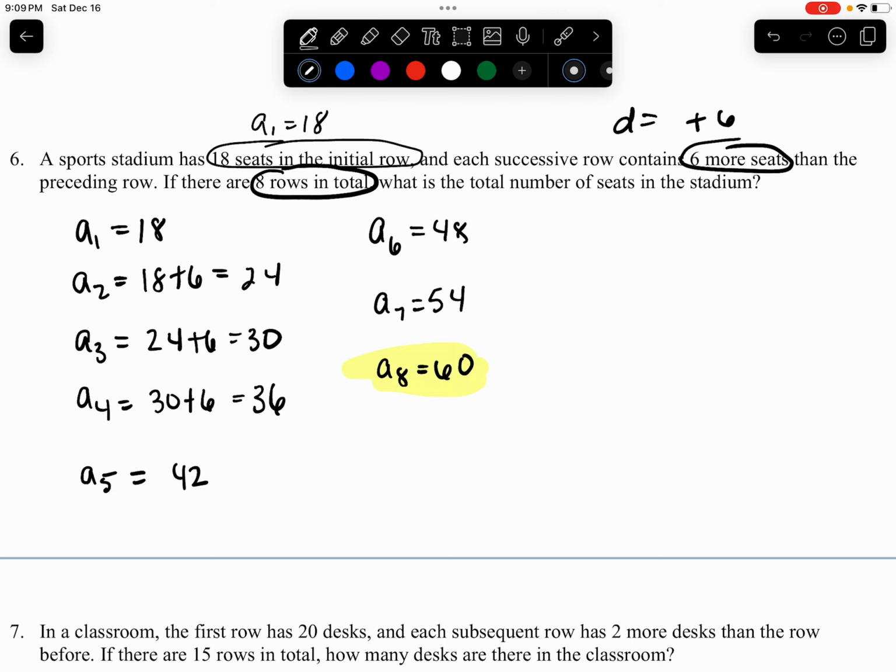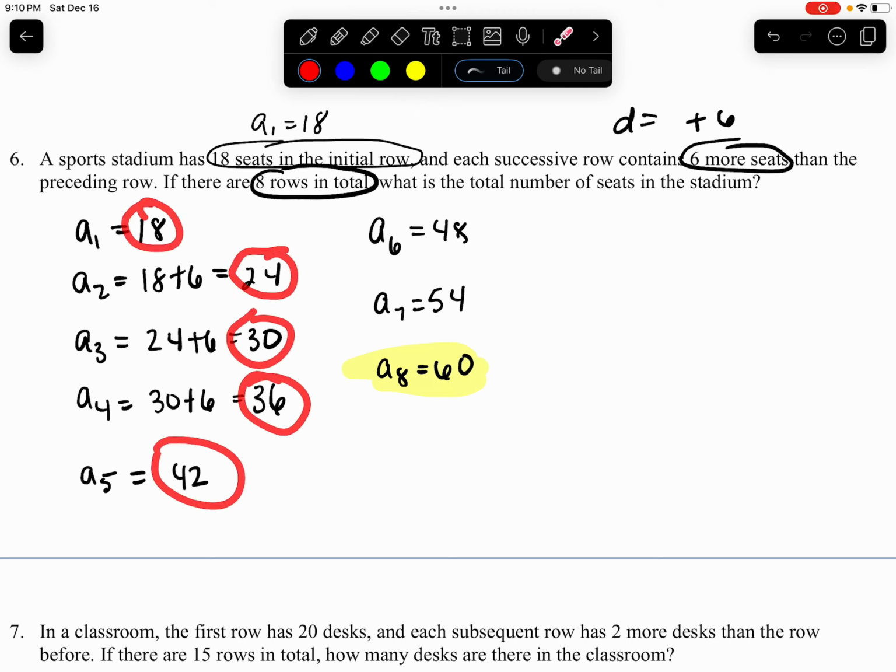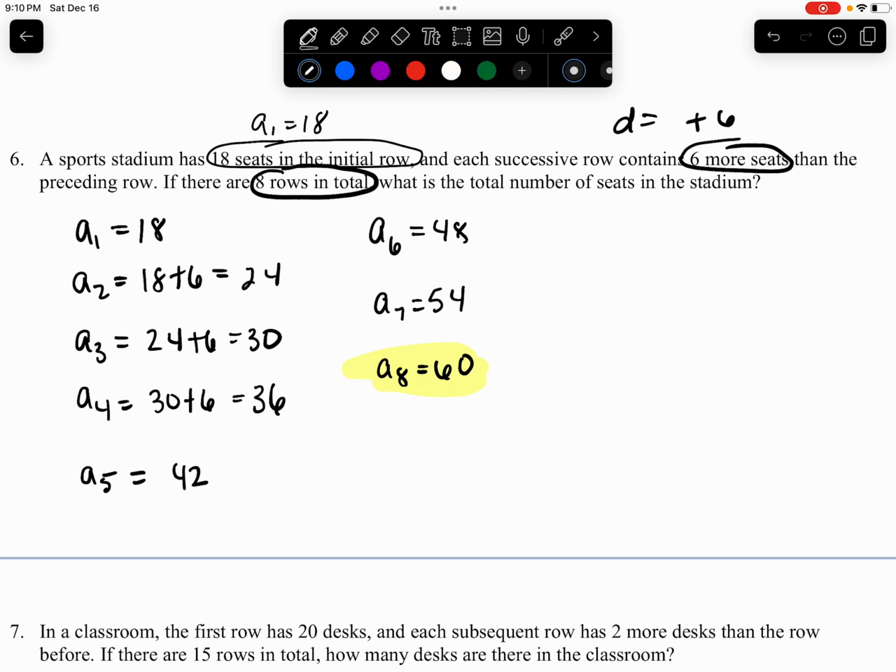What you guys can do, obviously, is put all of these numbers in a calculator. Sure, everybody can do that, but here's an easy way to do it so you guys won't get confused with the numbers. First, let's list out all the numbers again. 18, 24, 30, 36, 42, 48, 54, 60.